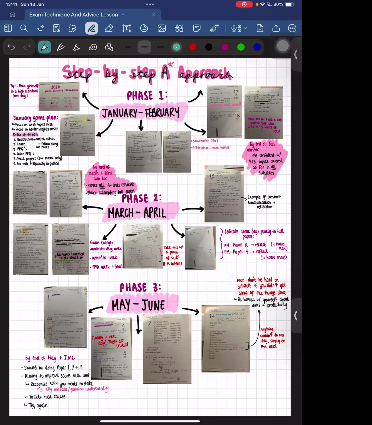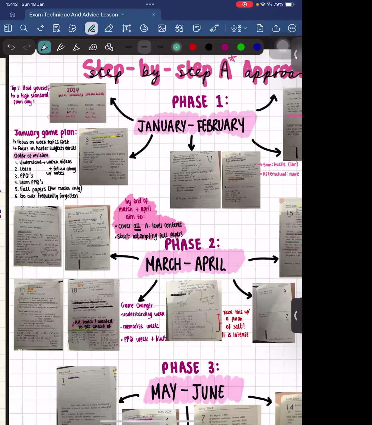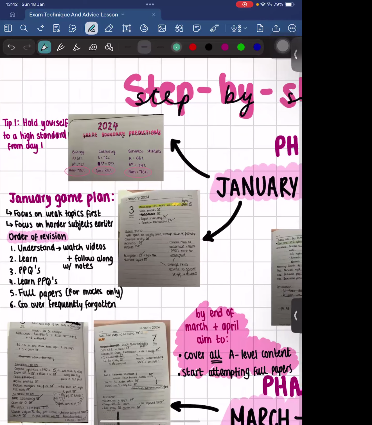And to be honest, you can copy this if that's something you want to do, but it can definitely give you some inspiration as to what you should be doing. Let's begin. So, phase one is what we're in right now, January to February. So I'm going to start up here with what I did to make sure that I was getting myself ready to receive an A star. Okay, I was ready to receive that A star.